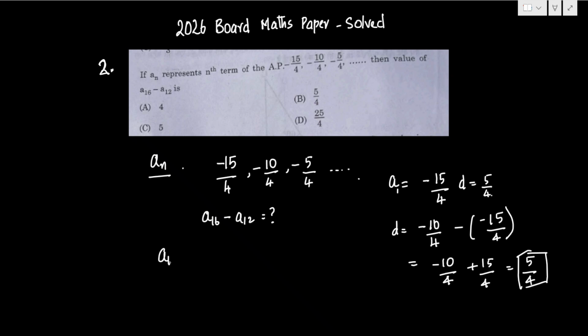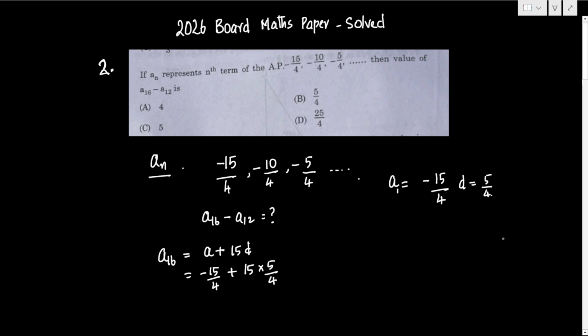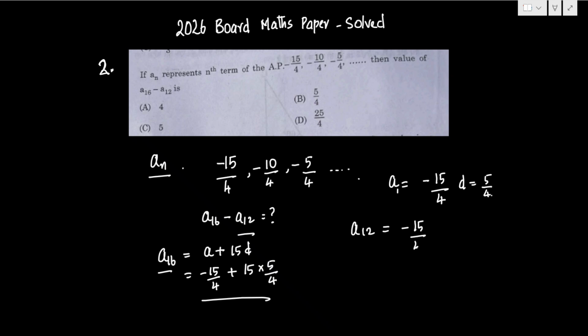What is the value of the 16th term? The formula is A plus n minus 1 into D. N is 16, so n minus 1 is 15 into D. A is minus 15 by 4, and D is 5 by 4. So let's just keep it like this, A16. Okay, I made some space here. So this is A16. A12, what is A12? A12 is again A plus n minus 1 into D. A is minus 15 by 4 plus n minus 1, in this case 11, into D is 5 by 4.